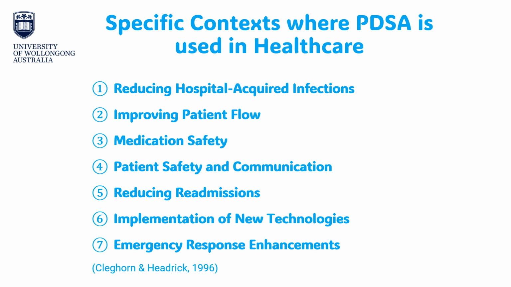Number 5, reducing readmission. Number 6, implementation of new technology. For example, hospitals use PDSA cycles to introduce electronic health records. They can test this on a small scale, then they can roll out in the whole organization. Number 7, emergency response enhancement. PDSA cycles can be used to test different options for the emergency response, so it can enhance patient safety.